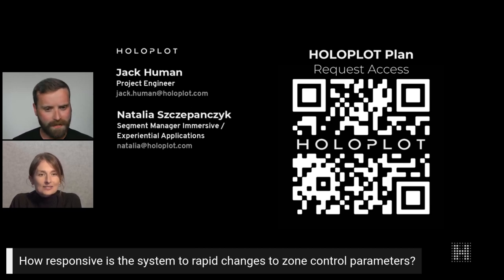So how responsive is the system to rapid changes in zone control parameters? If this question is relating to changing areas and things like that, then this can be as simple as changing the output channel. So if you've got one zone that's on Dante output one and another that's on output two, but also we can have different presets ready for a show, and they're very quick, within a second or so. They're back up onto the system as long as everything's optimized and ready to go before.